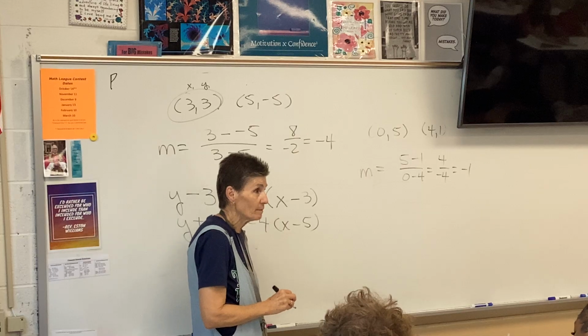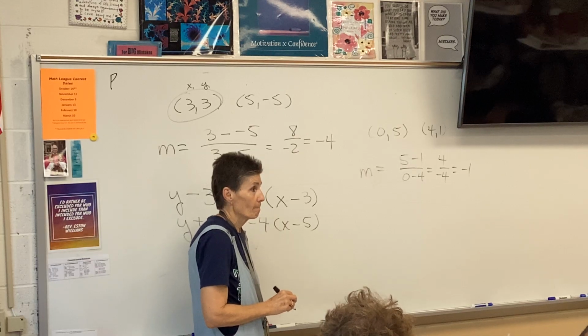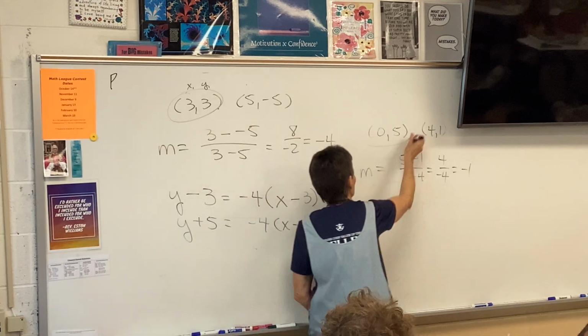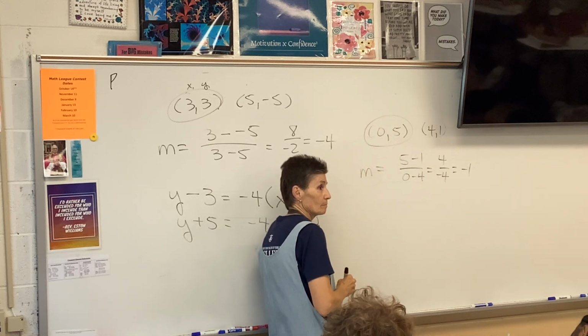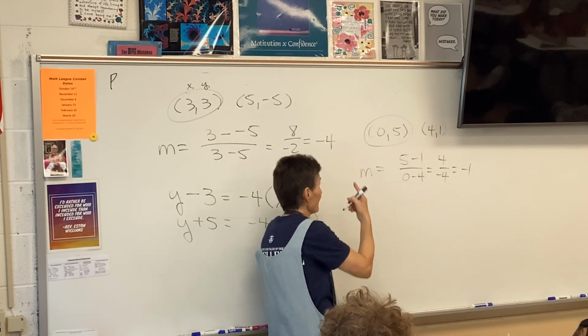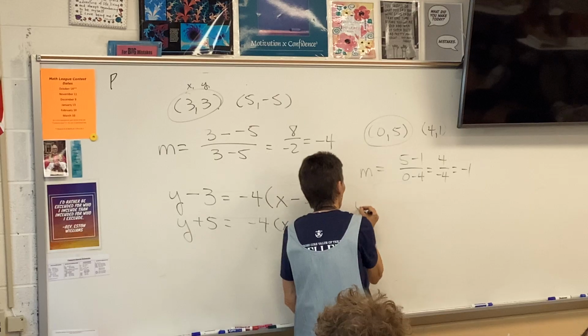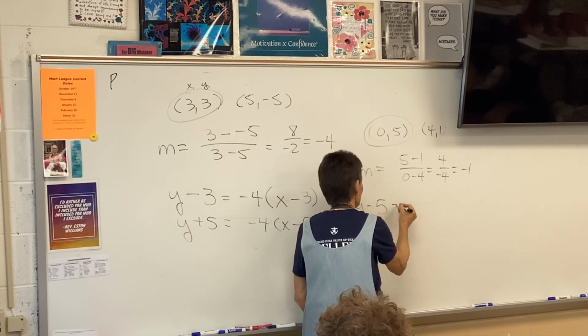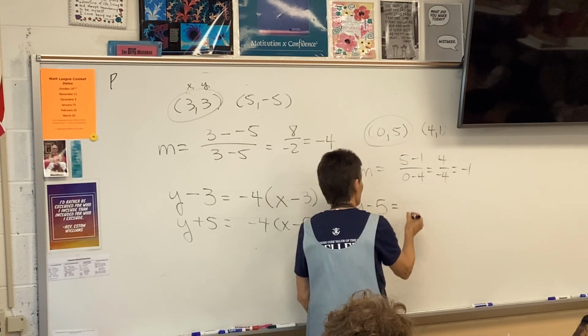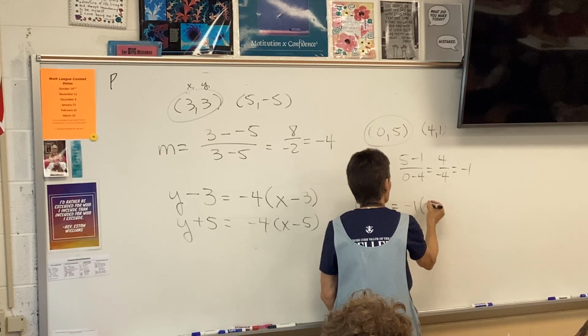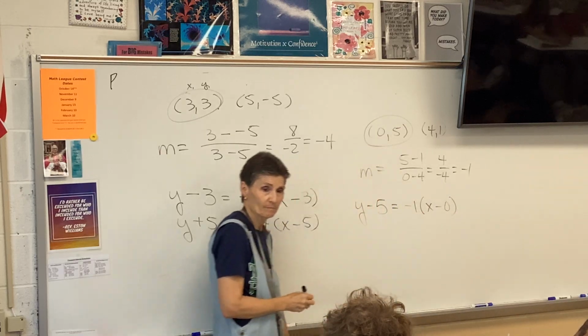Now pick a point. You want to use that one? Doesn't matter. Pick one. That was kind of easy because it has 0. So y minus 5 equals negative 1 x minus 0. Yep.